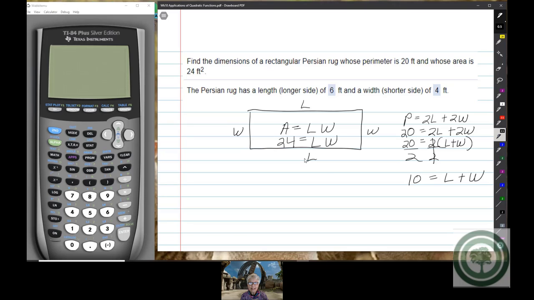If you do that with area, you're going to end up with a fraction. You'll either have L equals 24 over W, or you'll have W equals 24 over L. You don't want to have to deal with that. So it's going to be easier if you use this equation to solve for L or W. It doesn't matter, we've got to find both. Let's solve for L. So I'll subtract W from both sides. 10 minus W equals L.